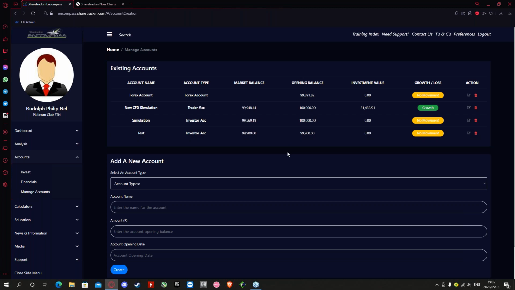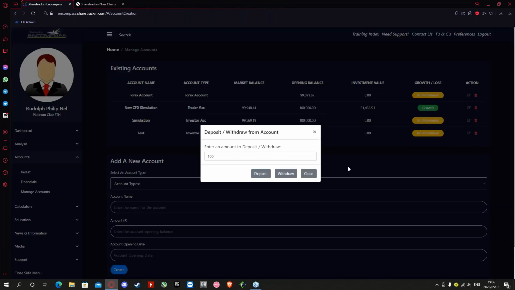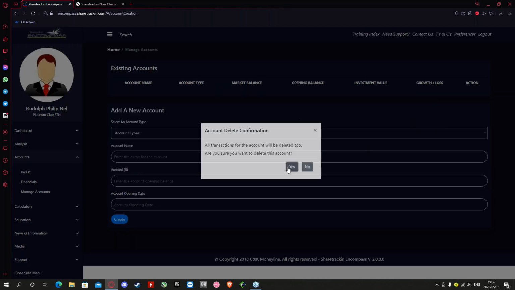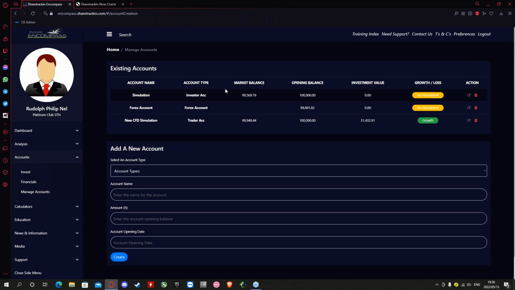So if you have an investment account or trading account, let's say through Standard Bank or through ABSA or Nedbank or through Easy Equities, and you want the two to basically balance as you deposit and withdraw money, you can go over here and edit your amount underneath the deposit and withdraw. For now we're just going to delete the test account. We don't need that. We're going to buy and sell on the simulation account.